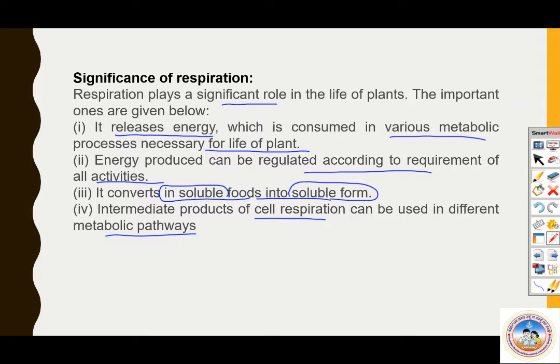So once again, I'm repeating the significance of respiration. First, it releases energy which is consumed in various metabolic processes necessary for the life of a plant. Second, energy produced can be regulated according to the requirement of all activities. Next, insoluble food is converted into the soluble form. Intermediate products formed during respiration can be used in other metabolic pathways. Now, moving ahead.